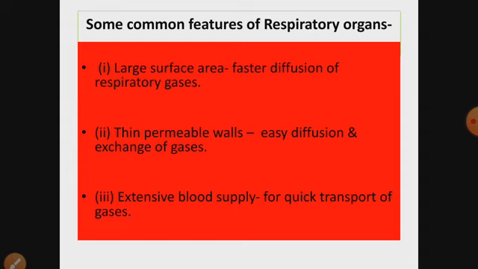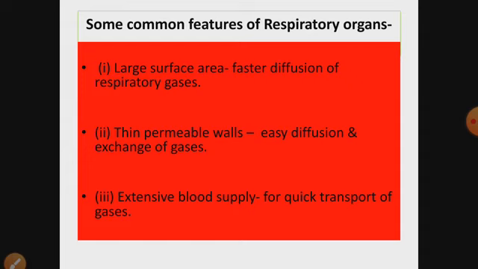Then you know that alveoli have a thin wall, so that easy diffusion can happen. Diffusion, or movement of molecules from higher concentration to lower concentration, can happen only when the membrane is very thin. Otherwise, if it is very thick, diffusion can't happen. And the third point is extensive blood supply. Rich blood supply should be there.